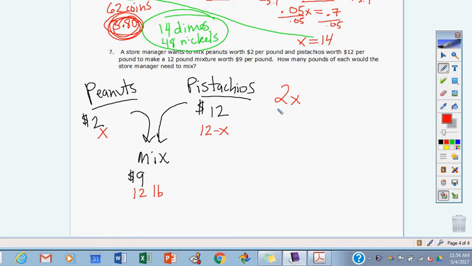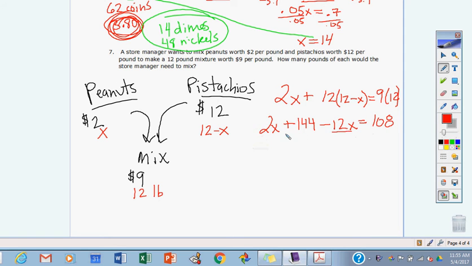So 2 times x plus $12 times how many I have, 12 minus x, and that equals 9 times 12. So I have my dollars times my pounds. So here it is, dollars times pounds plus dollars times pounds equals dollars times pounds. I do have to actually do dollars per pound on this one. Okay, so now I'm going to distribute. So I got 2x plus 144 minus 12x equals 108.